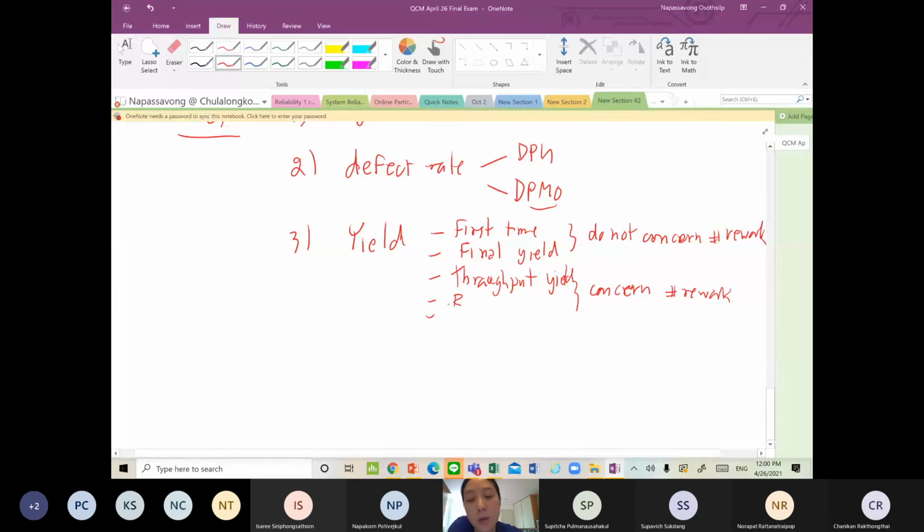And if we look at the yield of all processes together, we will have what we call rolled throughput yield. And then the last type of yield is called normalized yield. It's used when we compare the yield of two production lines which have different numbers of steps. So please review all types of yield, and you should be able to calculate all of them.